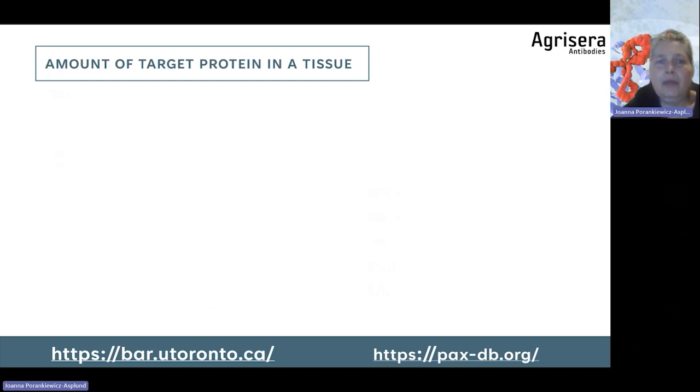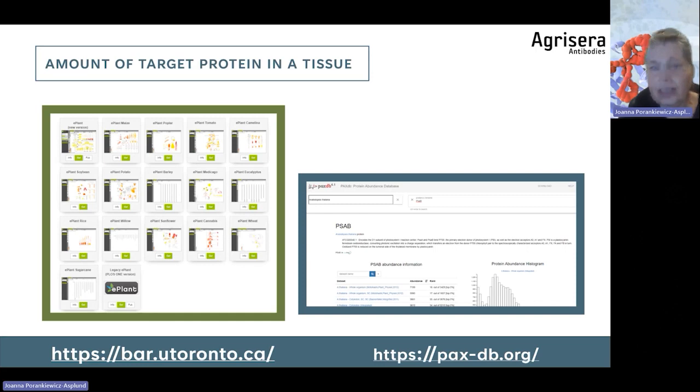And you may say, well, but how do I know how much of my target protein is in a tissue? There are actually databases. My favorite is PAXdb, where you can check on a histogram the estimated amount of target protein in a tissue. It is not, of course, for all species in plant science, but for main model species, you will obtain this information.